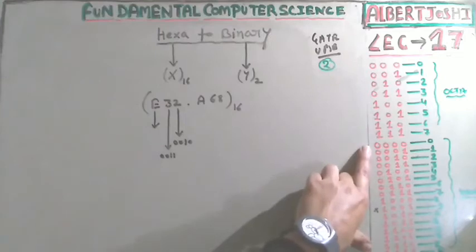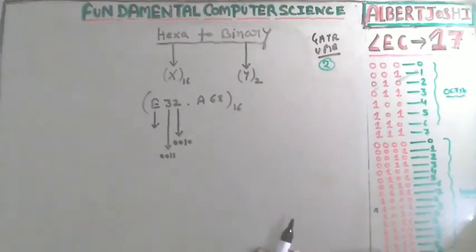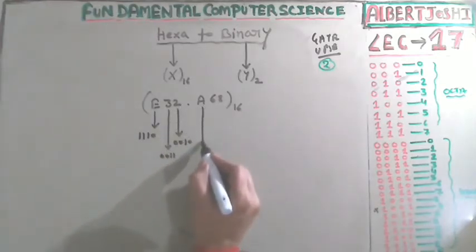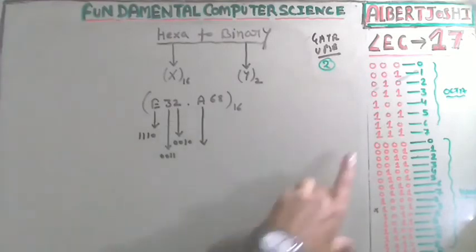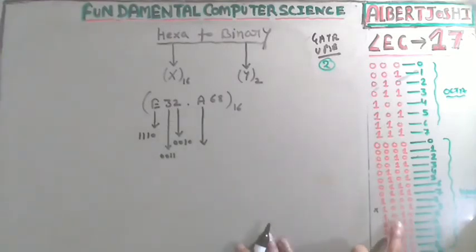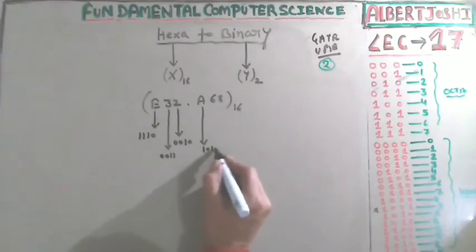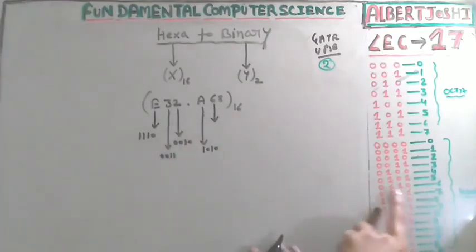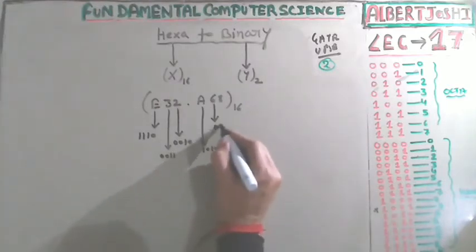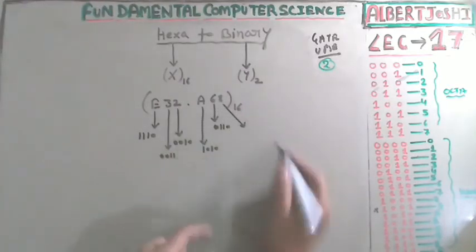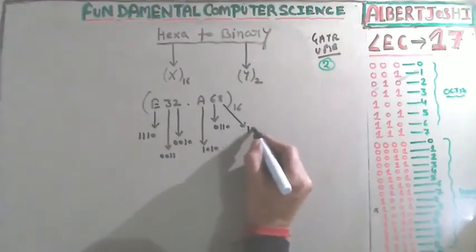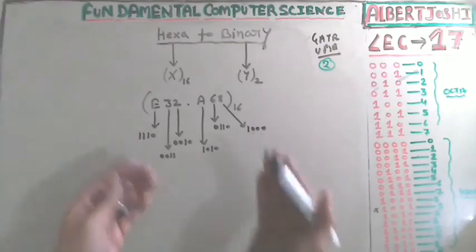E means this number, 1110. What is the representation of A in our table? That is 1010. What is the representation of 6 in our table? 6 is 0110. What is the representation of 8 in our table? 8 is 1000.